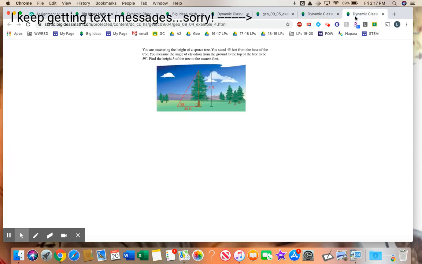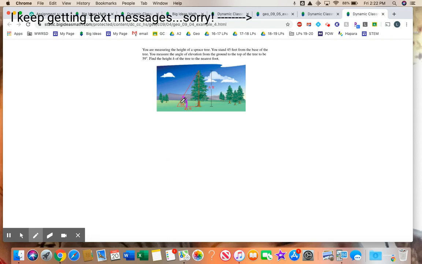To take a look at another example, the picture I know is really small. Let's see if I can make it bigger. Nope, making it bigger does not help. So we'll just work off of the picture here. It says you're measuring the height of a spruce tree. You stand 45 feet from the base of the tree. You measure the angle of elevation. So again, the angle of elevation is from the ground to the top of the tree. For this one, we're going to find the height of the tree to the nearest foot.